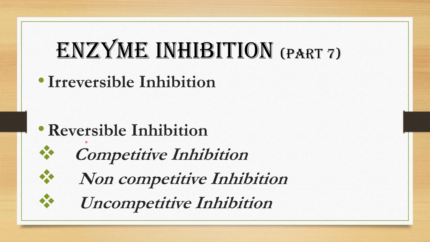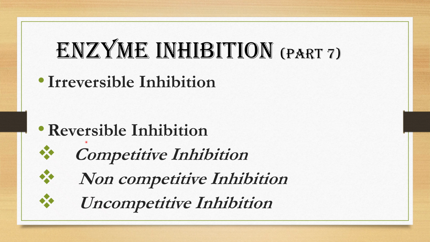Okay, so from these graphs, you can see that during non-competitive inhibition, the Vmax decreases, but the Km remains constant. You have to remember that during non-competitive inhibition, Vmax decreases, but the Km remains constant.